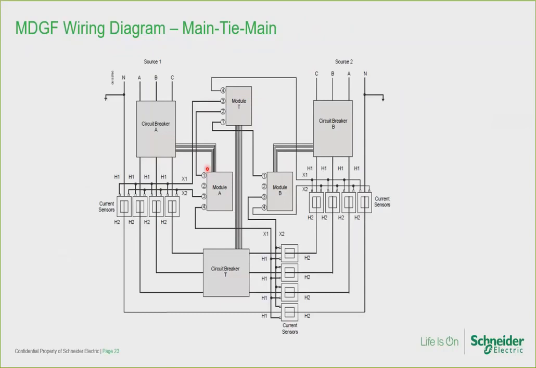Here's a wiring diagram of the MDGF schematic. Notice that the secondary windings of the external phase and neutral sensors are connected in parallel to produce the sum of the phase and neutral currents at each breaker. In other words, these CT secondary windings are residually connected to detect ground fault current.